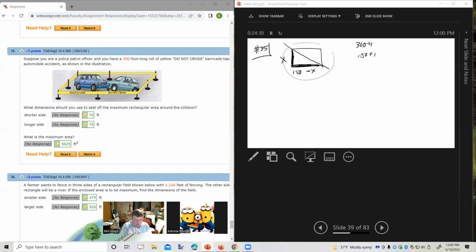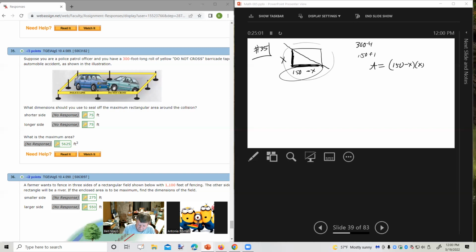So here's the two sides, okay? Together they're 150. This is the side that's X. So if I take that away, I started with 150, I take X away. What do I have left? 150 take away X, or 150 minus X. Now, the area is 150 minus X times X, length times width.